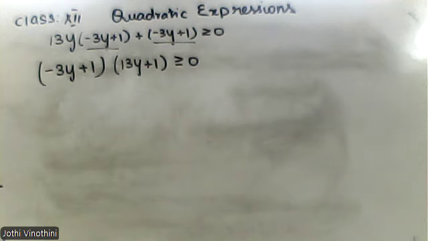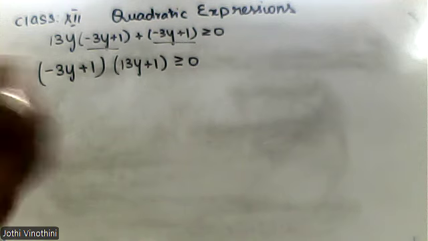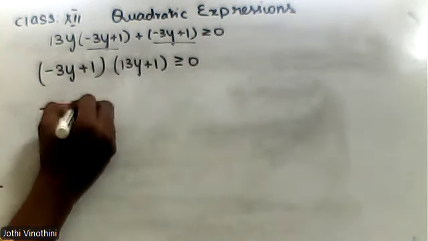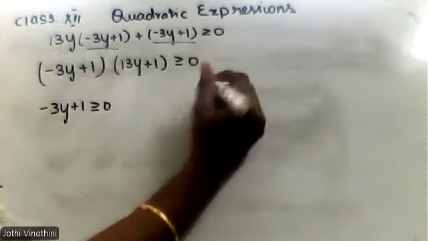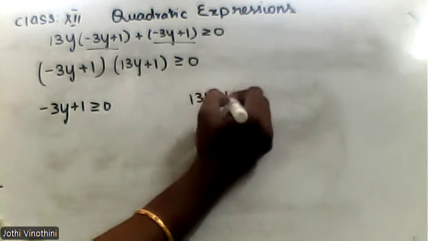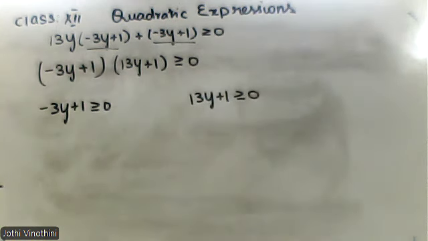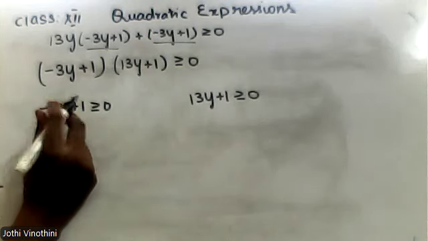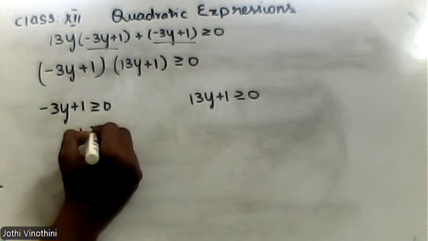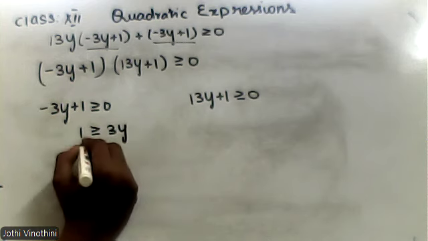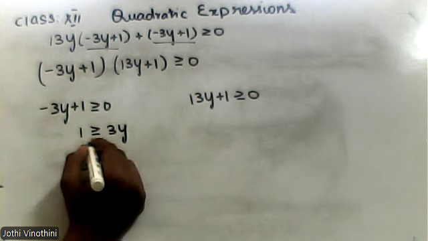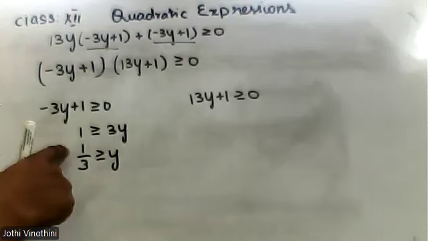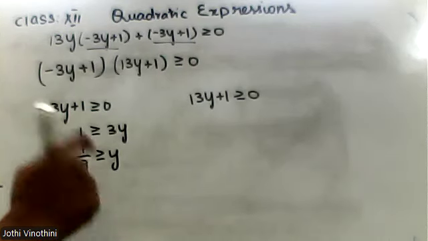Right? So now I am going to rewrite the equation. I am separately going to equate this. So minus 3y plus 1 greater than or equal to 0. Similarly, 13y plus 1 greater than or equal to 0. Clear? So here this one is in minus, so I am going to take this to the other side. So 1 is greater than or equal to 3y. Taking this 3 to the other side of our equation, it will become 1 by 3 greater than or equal to y.